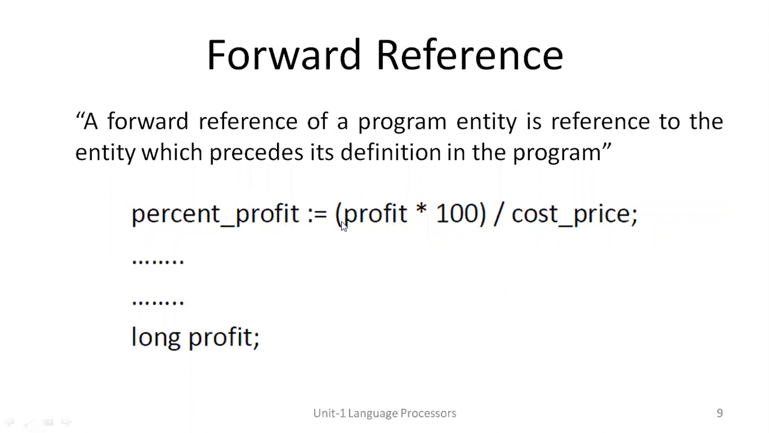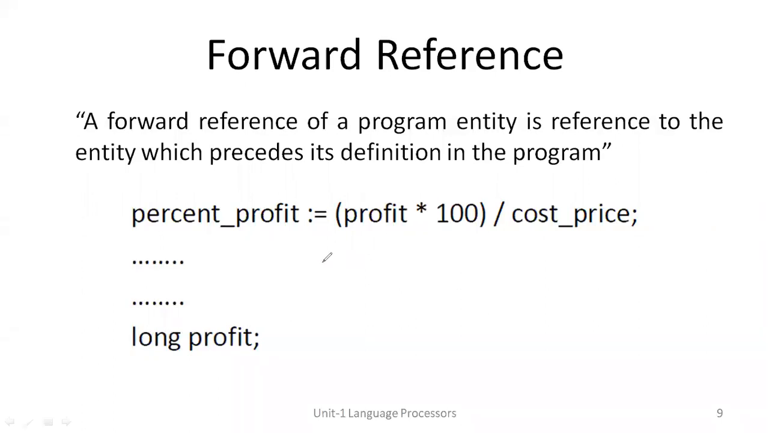Now, in the previous slides, we have seen that we are using a particular variable before its declaration. That is called a forward reference. The bookish definition mentioned over here is: a forward reference of a program entity is a reference to the entity which precedes its definition in the program. Means a particular entity is referenced when it's used before its definition in the program. How? Here you can see.